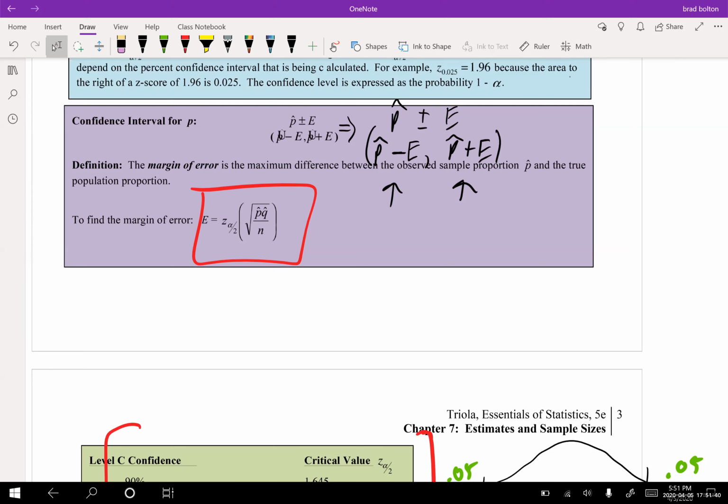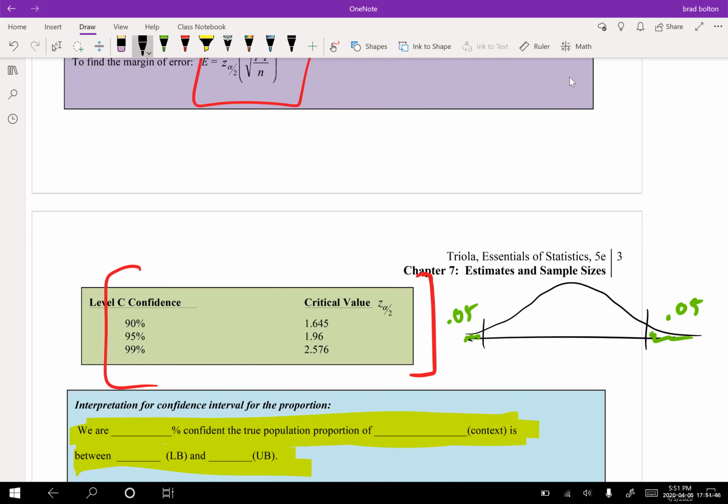Our error is found by using z alpha over 2, which is our critical value, for 90%. We're going to use this guy right here, 1.645. Does everybody see why you're using 1.645? Take a minute, really think about that. Because that's the level of confidence I have, so this is my critical value.